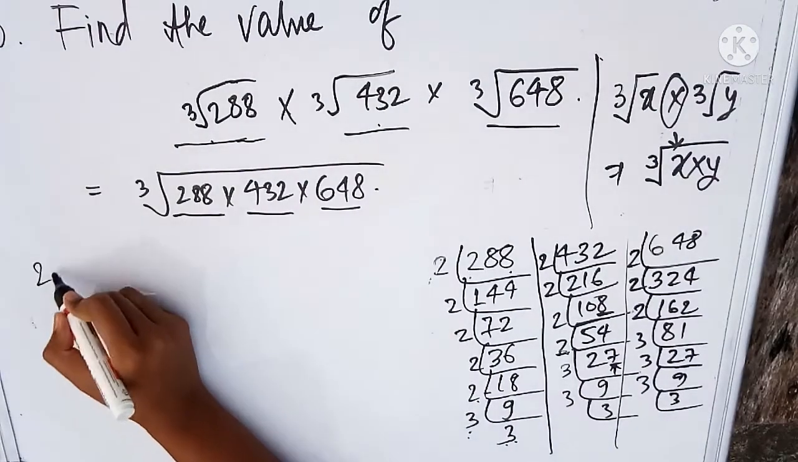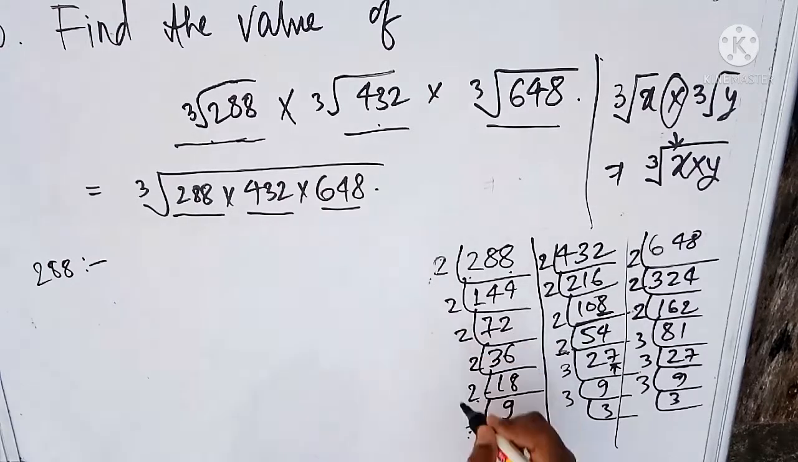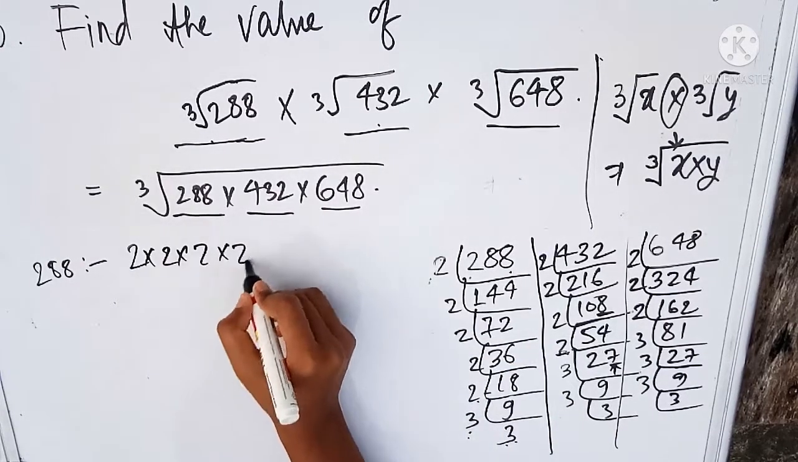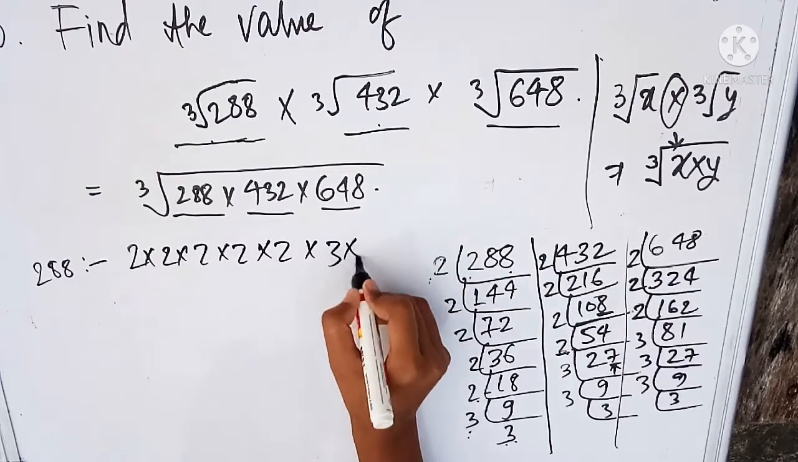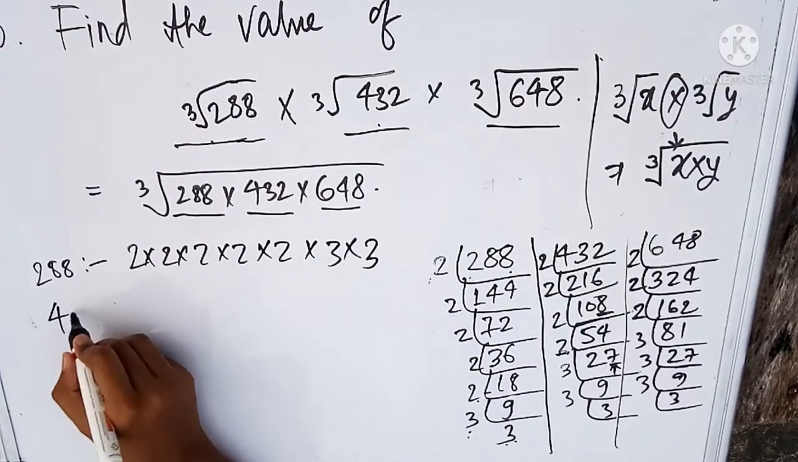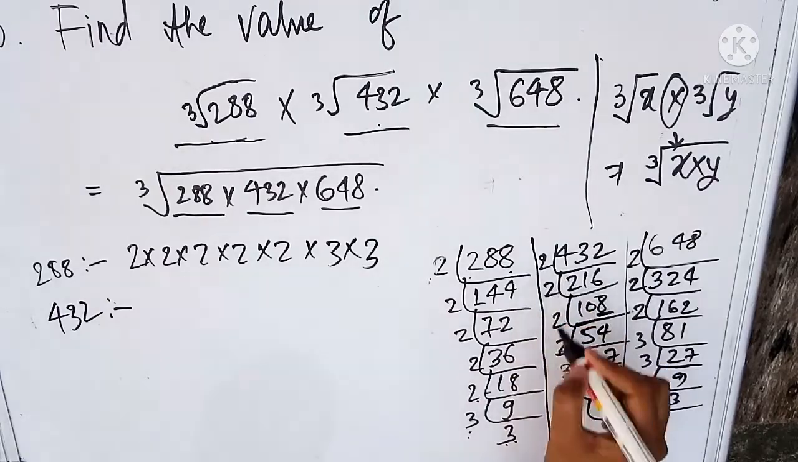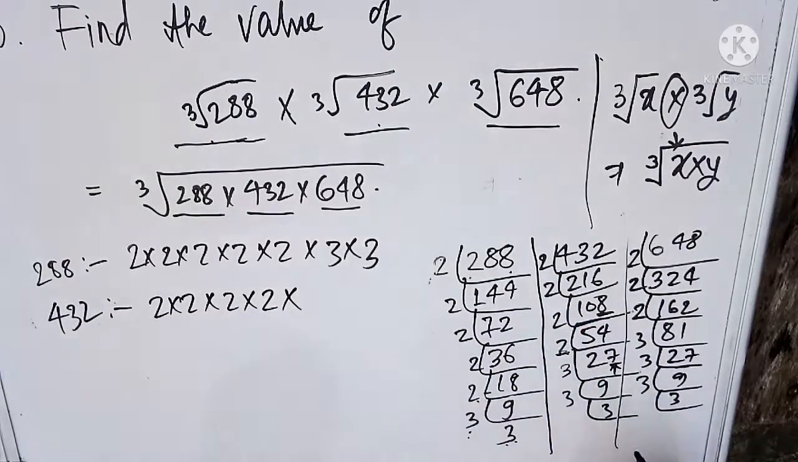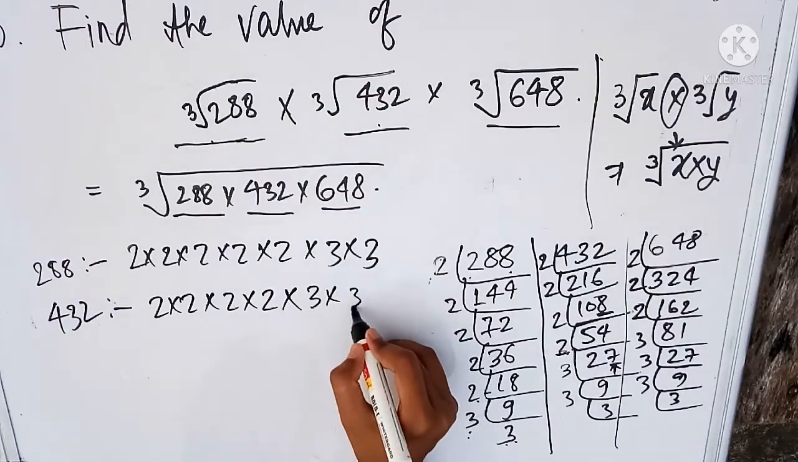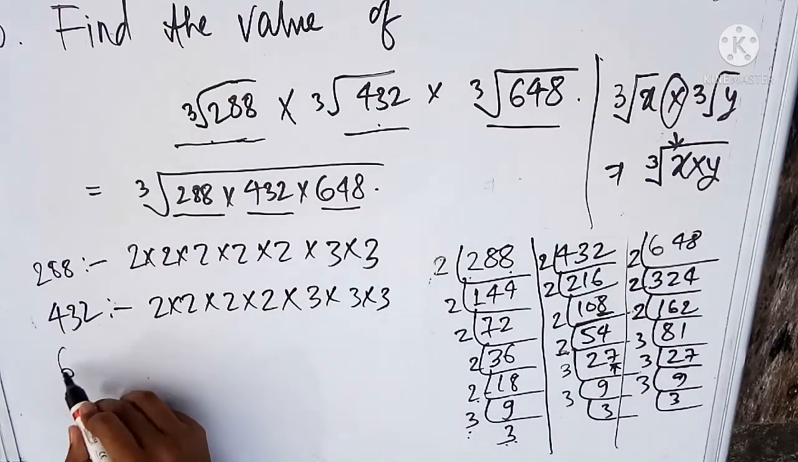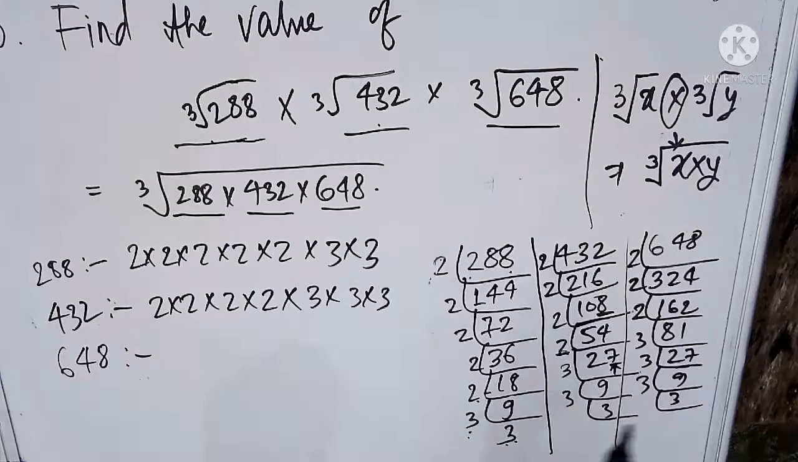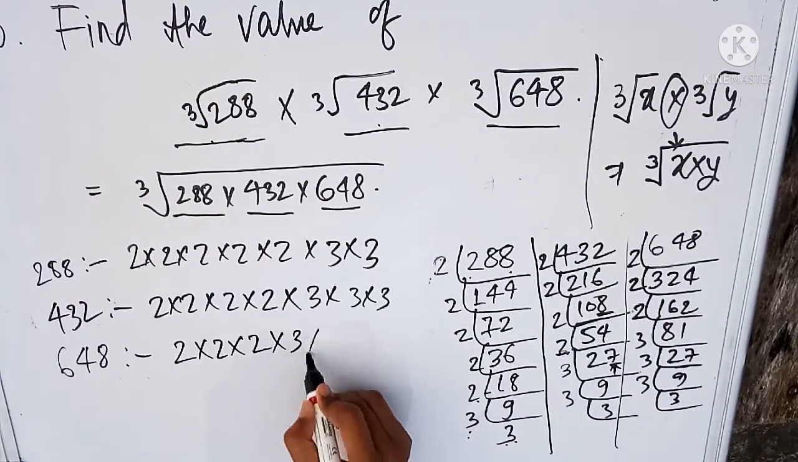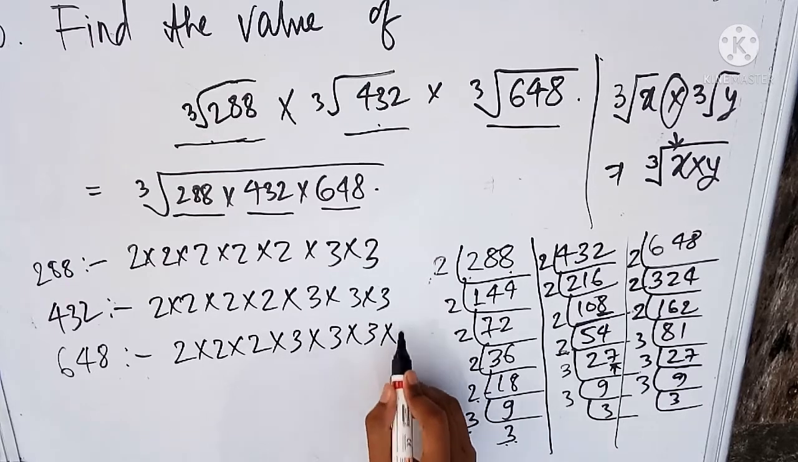So for the number 288 we have here 5 times 2 and 2 times 3. And for the number 432 we have here 4 times 2 and 3 times 3. And next we have 648, and for this we have 3 times 2 and 4 times 3.